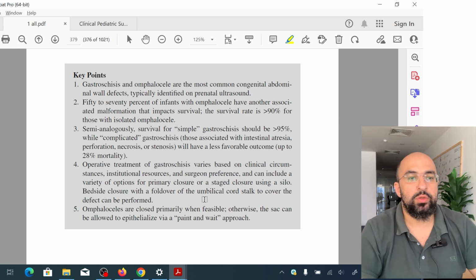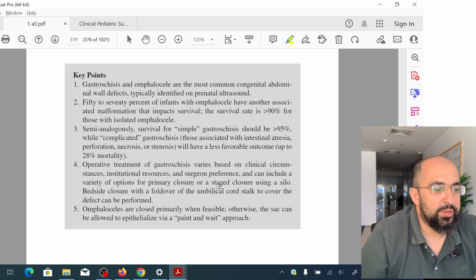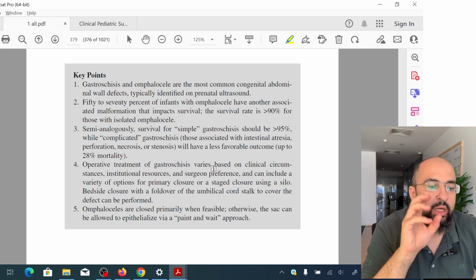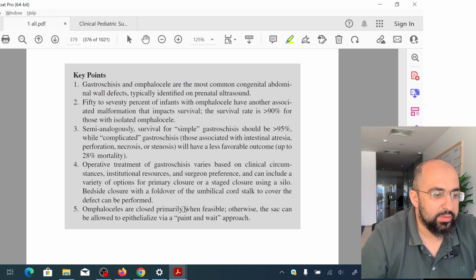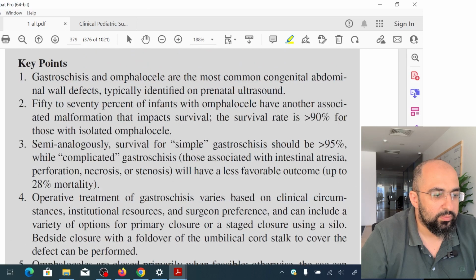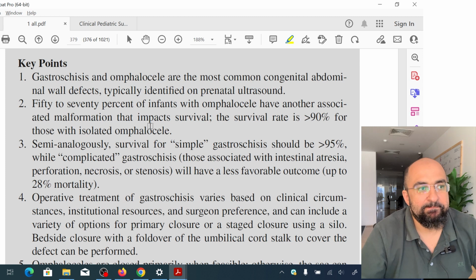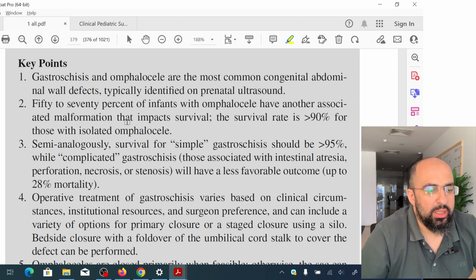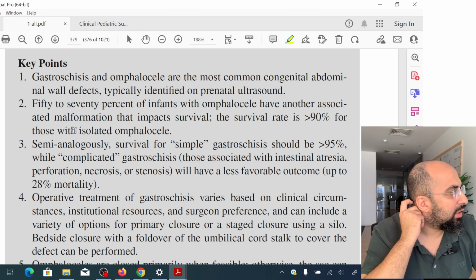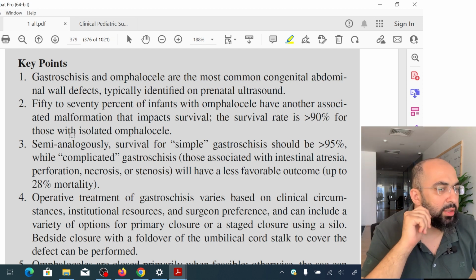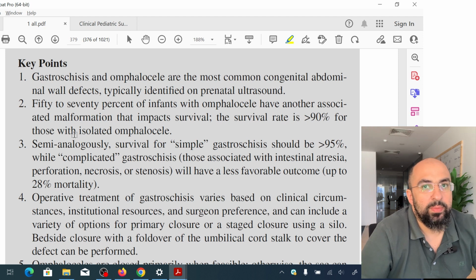But as an introduction, gastroschisis and omphalocele are the most common congenital abdominal wall defects. They are more common than others, like pentalogy of Cantrell and ectopia vesicae. Typically identified on prenatal ultrasound. If it's not identified, that means it's operator dependent and the operator missed it, which is quite uncommon.